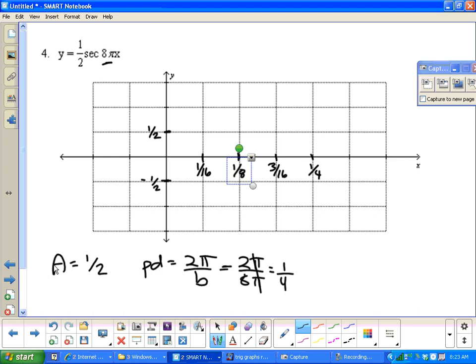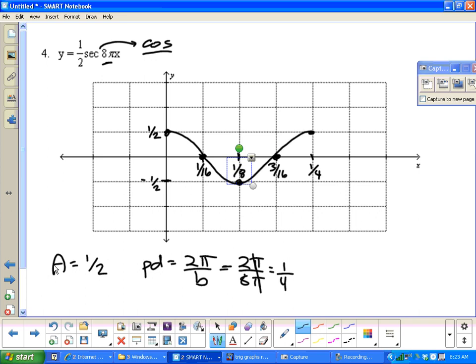Since this is secant, what's going to help me graph secant here is cosine. So my cosine curve would start up at 1/2, then go down to 0 at 1/16, down to negative 1/2 at 1/8, back up to 0 at 3/16, and then back up to 1/2 at 1/4. I'm going to sketch this in, and then I'm going to draw my secant graph.